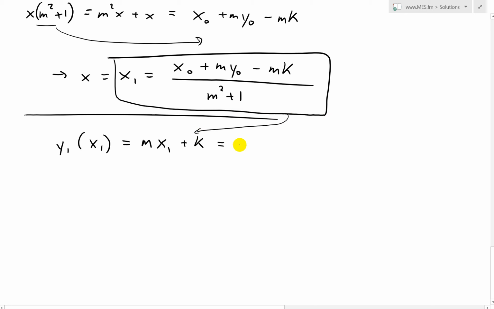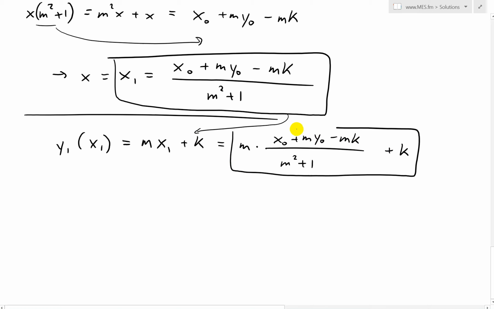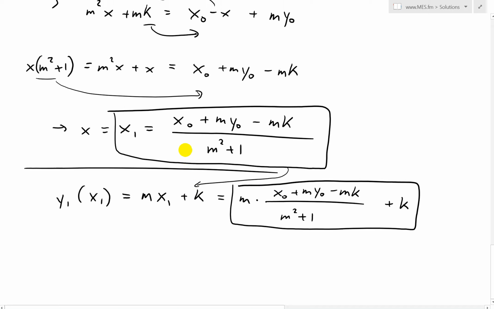Now this equals m multiplied by, with a giant division, x0 plus my0 minus mk all over m squared plus 1, and then we need to add a k there, plus k. So this is the y coordinate over there. Thus we have y1 and x1.